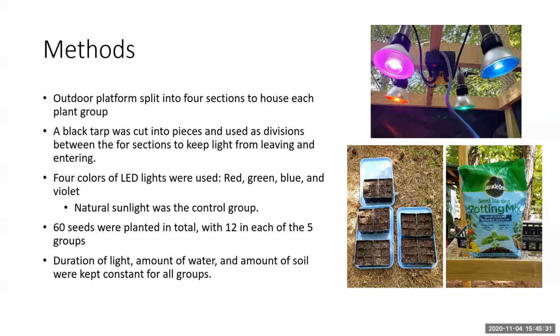Four colors of LED lights were used: red, green, blue, and violet. Natural sunlight was the control group, so there were 5 groups total. 60 seeds were planted in total, with 12 in each of the 5 groups. The duration of light, the amount of water, and the amount of soil were kept constant for all groups. The plants received about 9 to 10 hours of light per day, I believe it was 9 hours. They were given about 1 gallon of water per week.